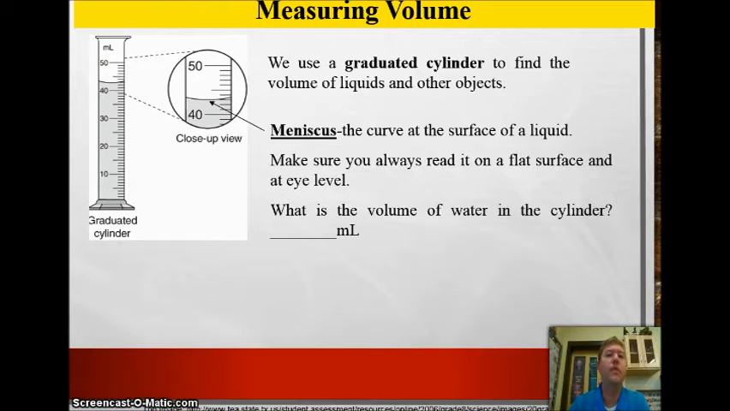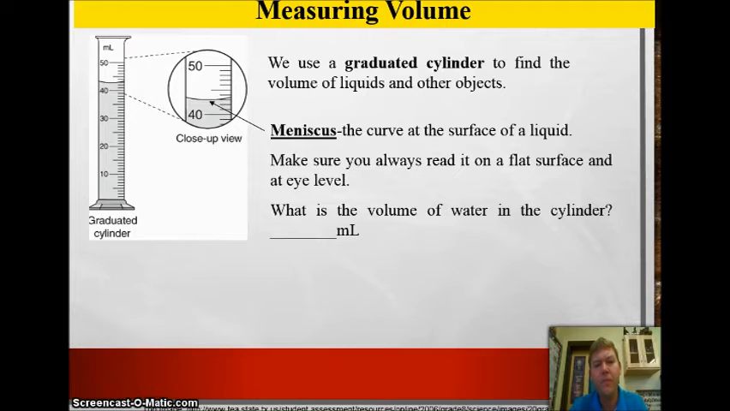Now, when we go to find the volume of a liquid, we have to know something called a meniscus. A meniscus is defined as the curve at the surface of a liquid, and you can kind of see that up here in the box. That liquid takes a little bit of a curve in a glass graduated cylinder. You want to measure from the very bottom of that curve to get the most accurate measurement. Make sure you read it on a flat surface and at eye level, because if not, that will throw off your results.